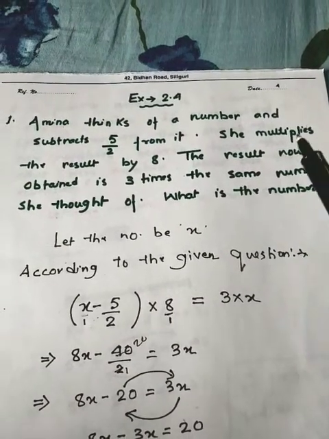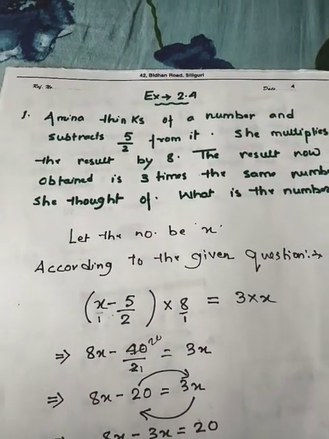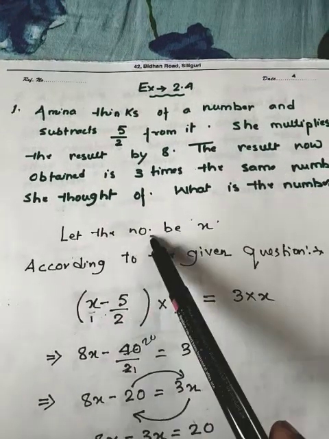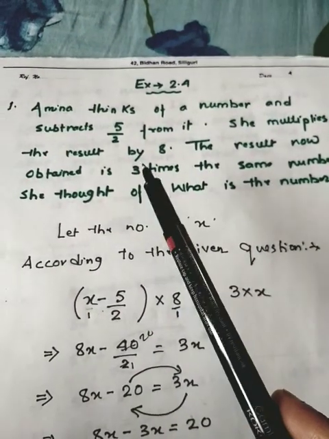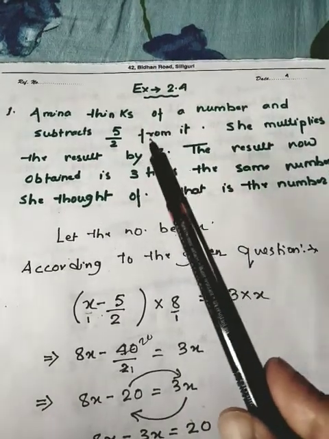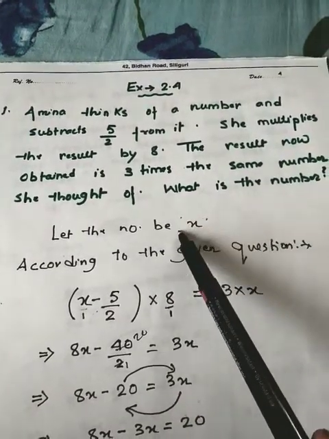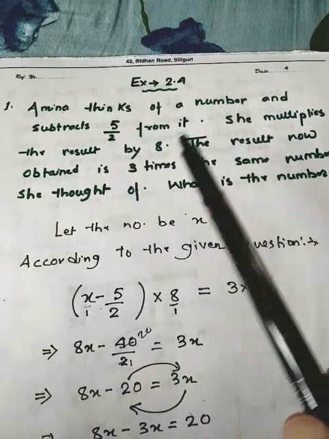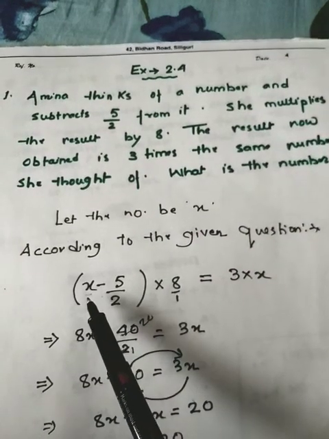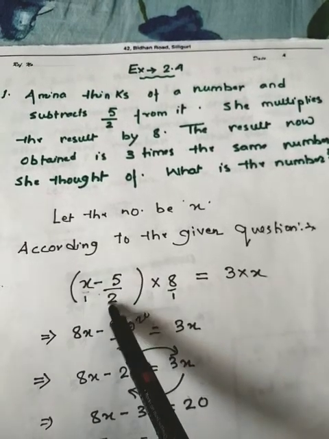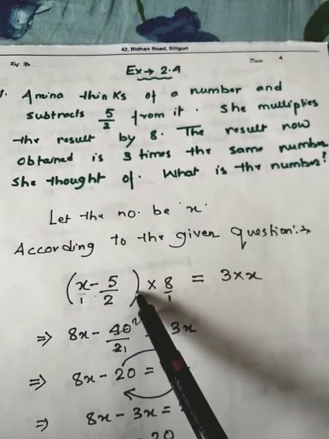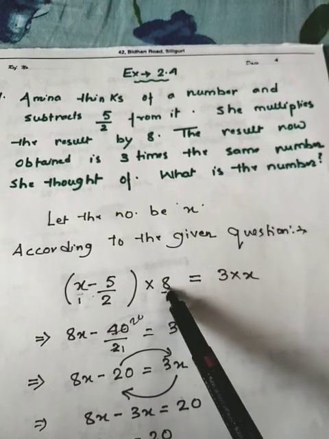So whenever in the question it is said what is the number, the first thing that you have to do is let the number be x, because we have to find this number. Now what is the first sentence saying? Amina thinks of a number, suppose she thinks of x, and subtracts 5 by 2 from it. So the first thing we will do is subtract 5 by 2 from x, that is x minus 5 by 2. Now whatever result you are getting, you multiply it with 8.